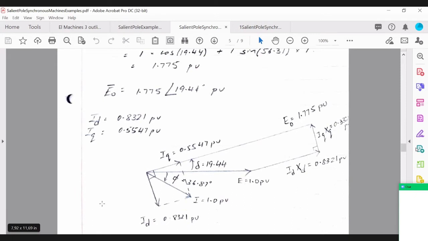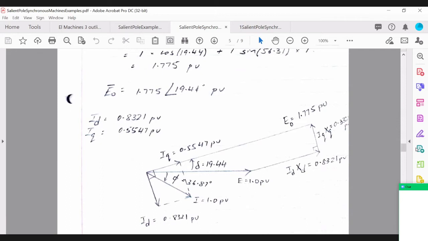Okay, so you start with the terminal voltage and the current, and then the current I, remember, you resolve into two components. One is IQ along E naught, right? And the second one is ID, which is perpendicular to IQ.